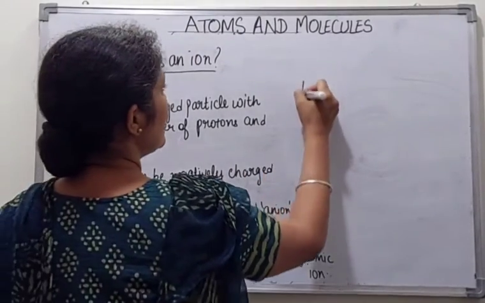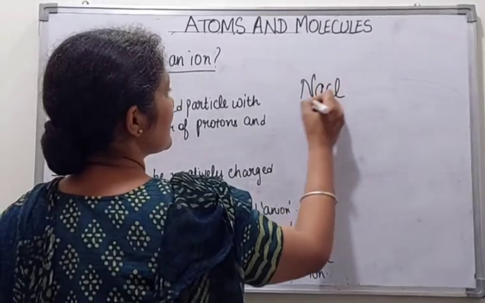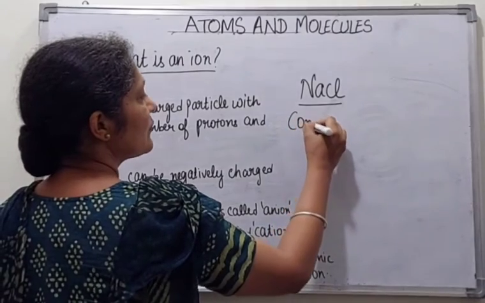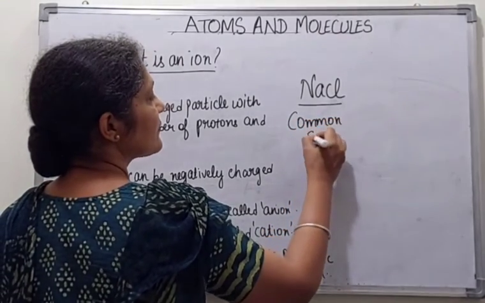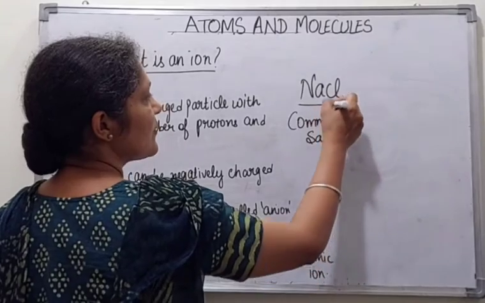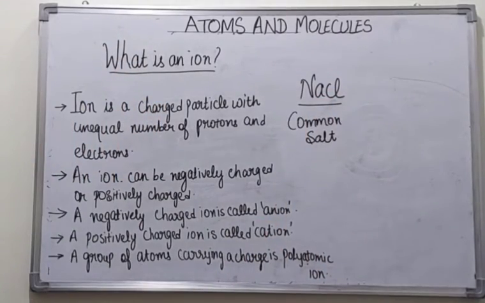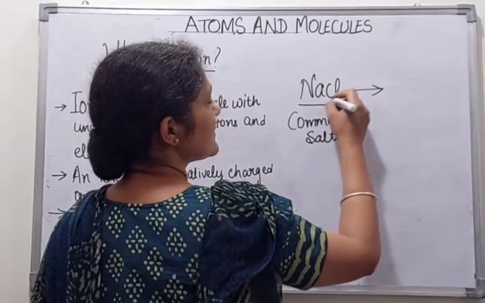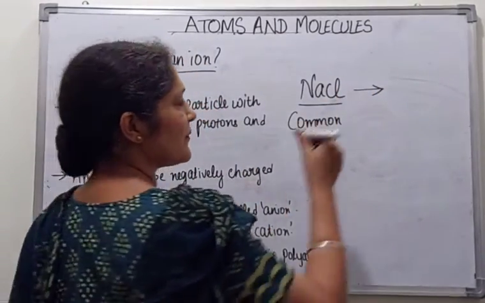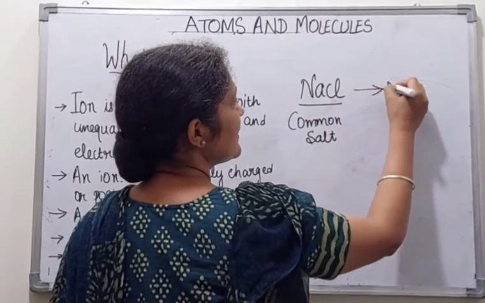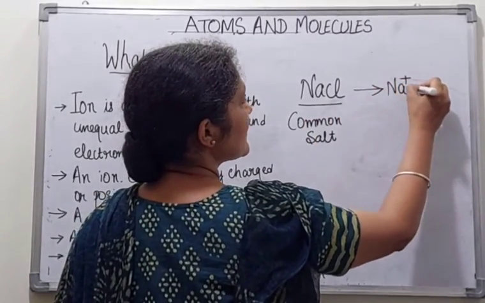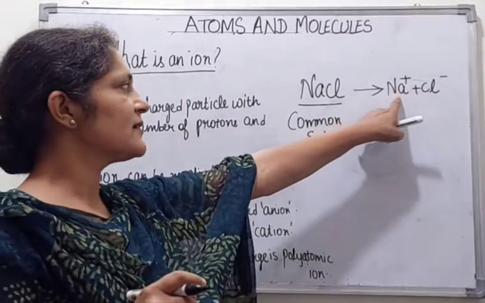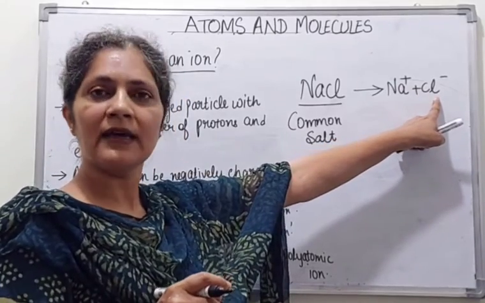Now we can see one or two examples of these ions. Suppose, students, we have sodium chloride, which is also known as common salt. The salt which we use at our homes is common salt, known as sodium chloride. If sodium chloride is in the molten form and we pass electricity, it will form sodium ion and chloride ion. This is the cation and this is the anion.